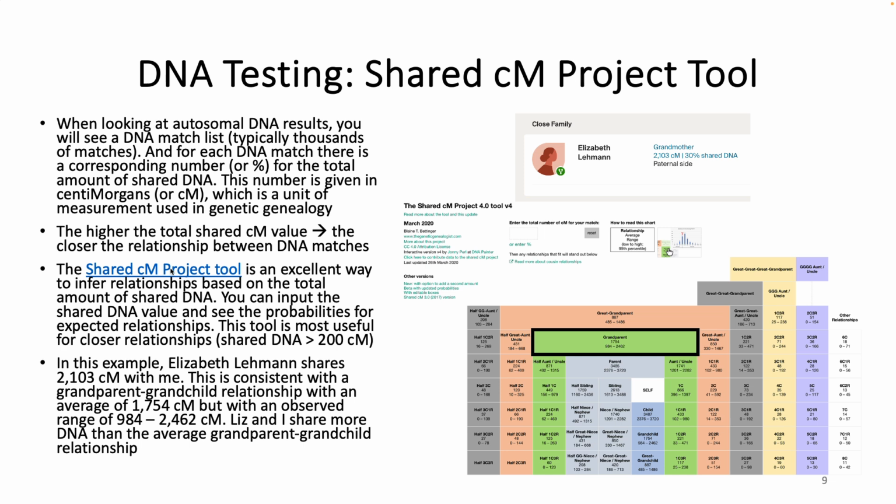And the higher the amount of shared DNA that you have, which we call centimorgans, that's the unit of measure for shared DNA, or cM, the higher that total shared value, the closer the relationship is between DNA matches. There's a great website called DNA Painter, and on DNA Painter they have a free tool called the Shared cM Project Tool. It's a great way to infer relationships based on the total amount of shared DNA that you share with a match. So I have here a nice little example.